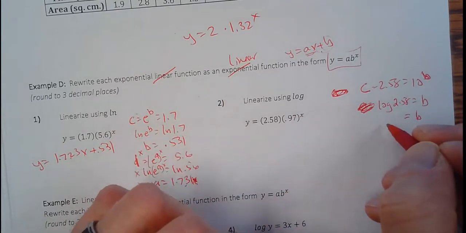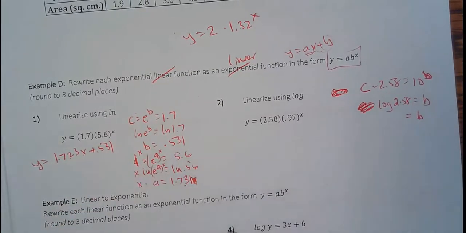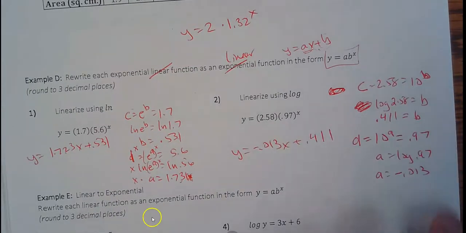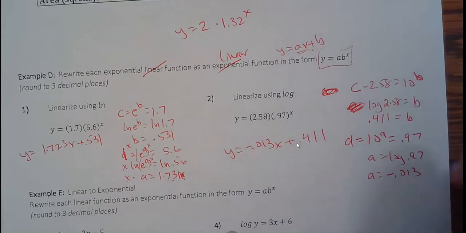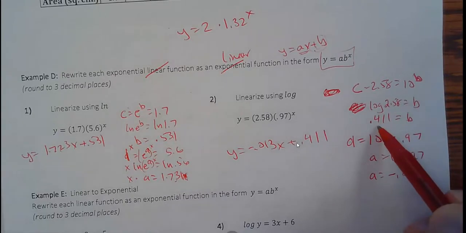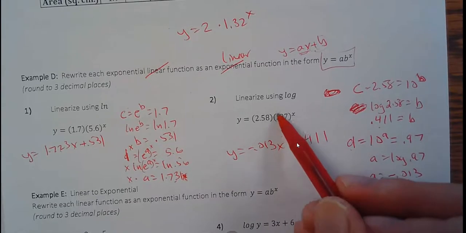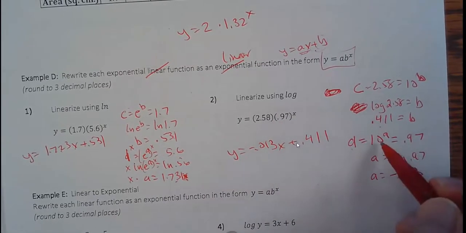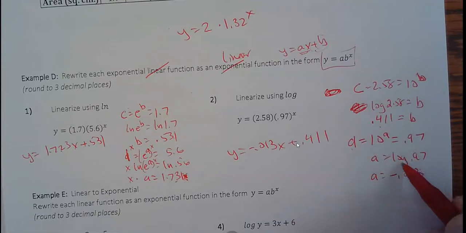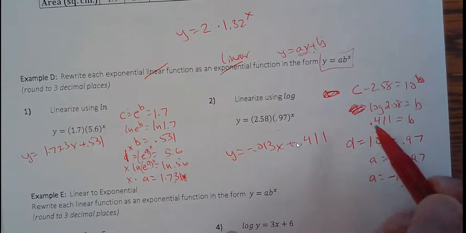So b equals, I'm going to write this down. I had it all written down. I can't remember which one it was. So look, the common log of 2.58. And I apologize, my video stopped recording. I ran out of memory, so I ended up finishing this. But when you took the common log of 2.58, you get 0.411. And then the d, which is the 0.97, the growth factor, I'm going to make that 10 to the a, so I'm going to use a common log to solve for a. So common log of 0.97 is negative 0.013. That gives me this linearized problem.